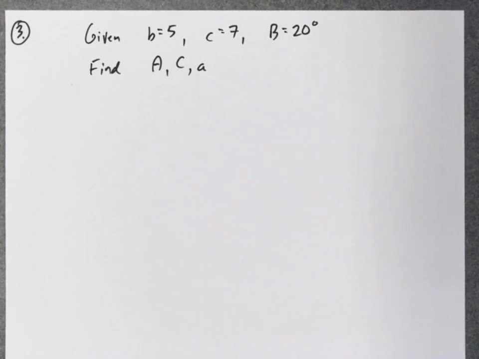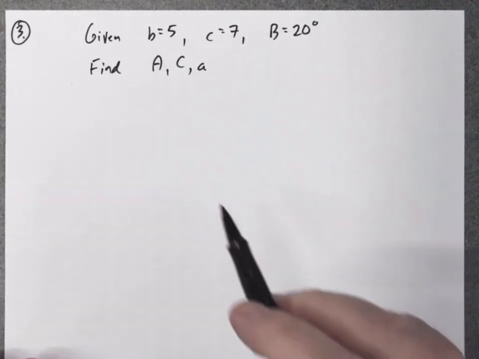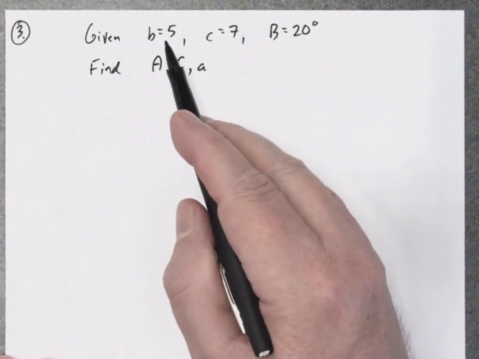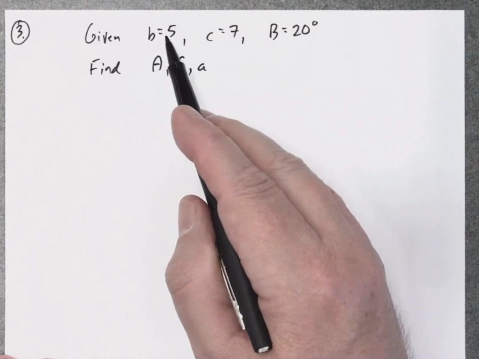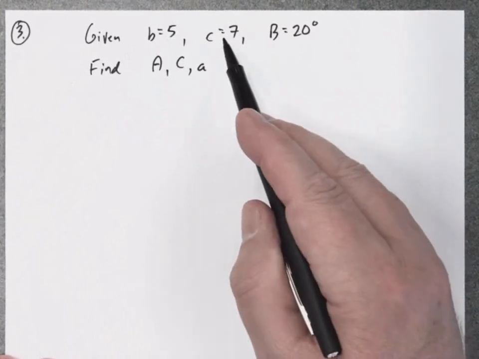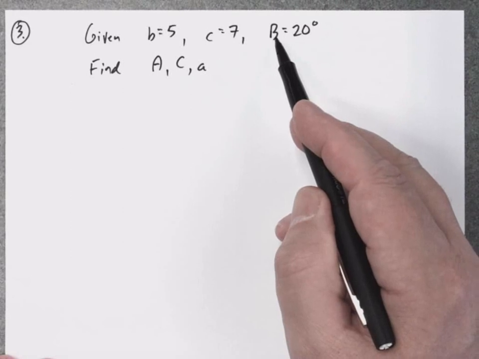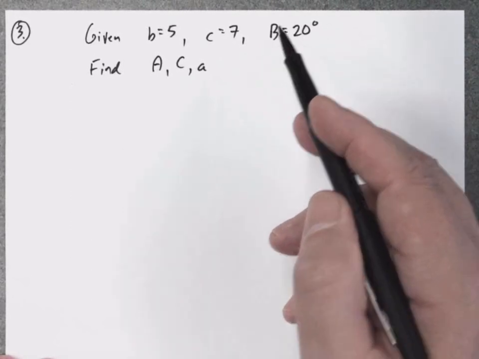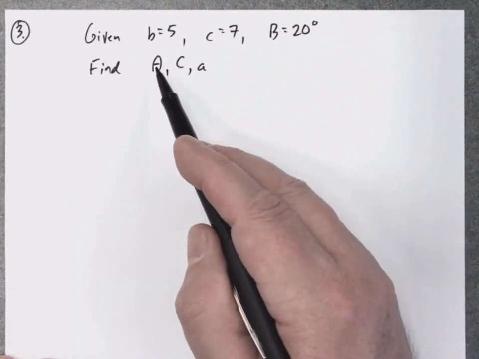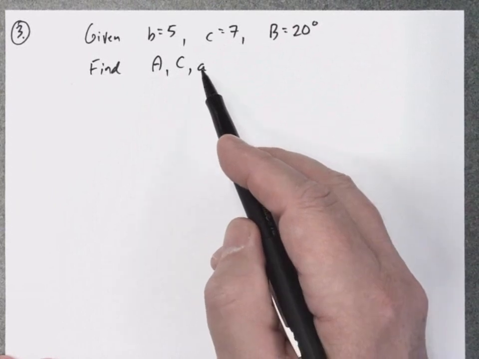We're now ready for problem 3 of these test review problems, another law of sines and cosines problem. In the problem, we're given side B is 5, side C is 7, angle B is 20 degrees. So therefore we're going to have to find angle A, angle C, and side A.